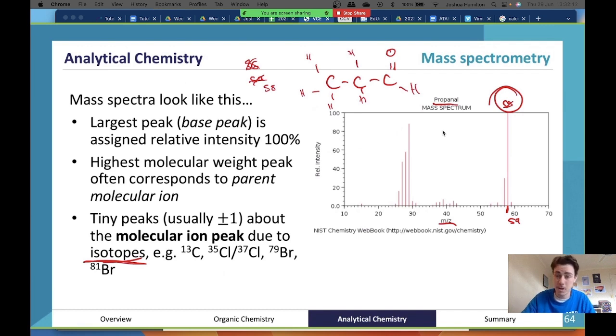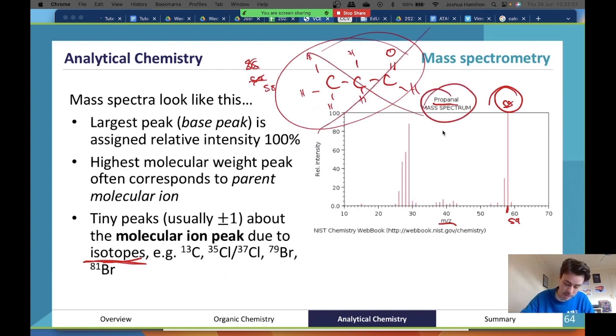So 58 is our parent molecular ion, which matches up with the molar mass we determined by knowing what it was. So when you don't know what this is, you use this and go, all right, mass spec, which one's the biggest? This one here, 58. Cool, I'm happy with 58. And that's what you go with. So that's how that works there.